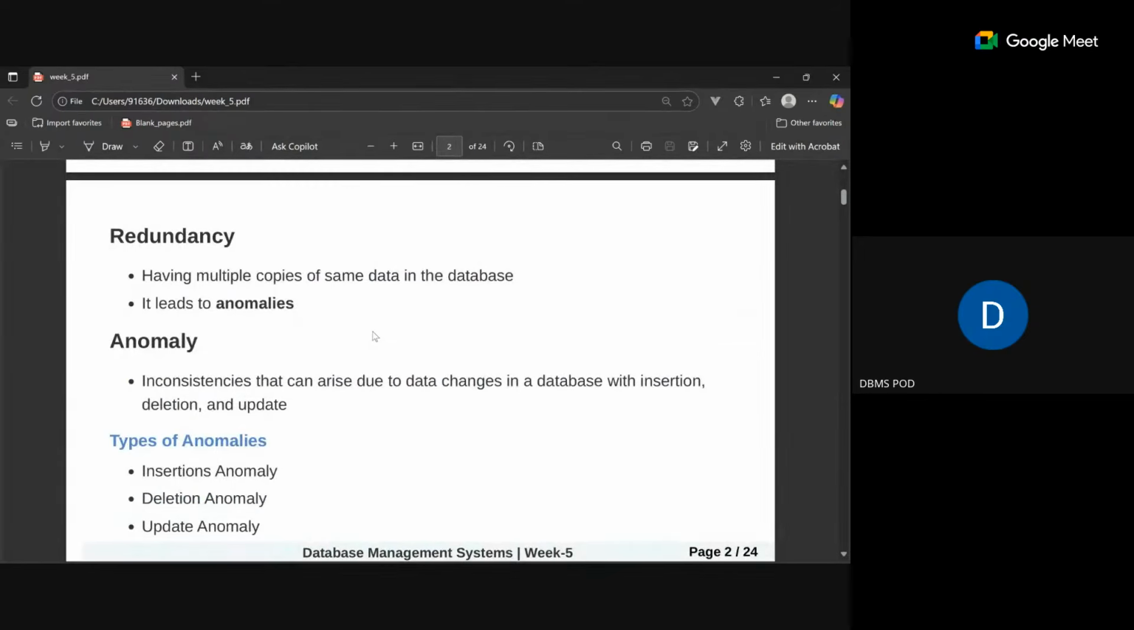We'll start with redundancy. I hope everyone knows what is meant by redundancy. Redundancy is nothing but having multiple copies of the same data, and it leads to anomalies.